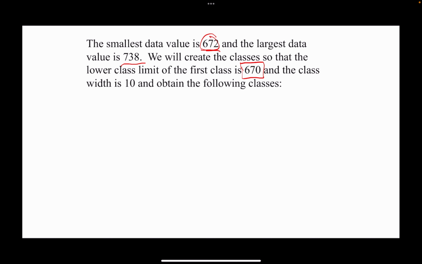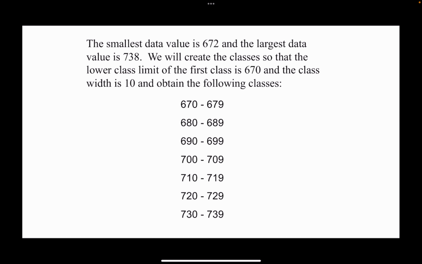And so I'm going to use class widths of 10. So here's the classes that I'll have. 670 to 679, 680 to 689, 690 to 699, etc. And I need to make sure that my highest class contains the highest value. My highest value is 738, so that one does contain my highest value. So these are the bins that I'm going to have.